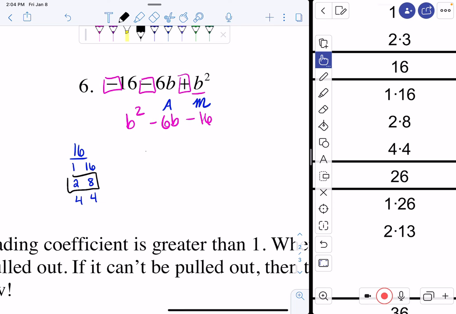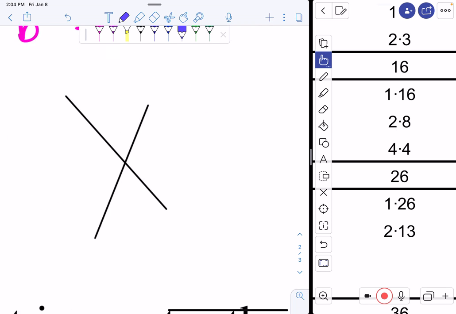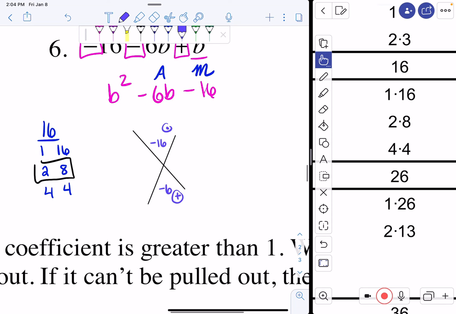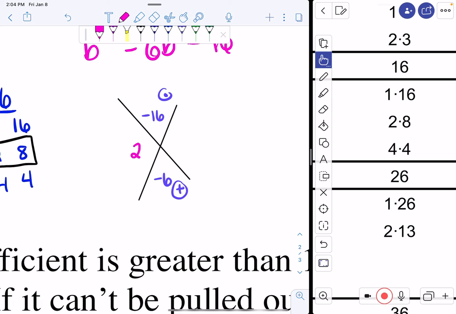So we're going to draw our diamond. We put our negative 16 up top, because that's what you want to multiply to. And then you put your negative 6 downstairs, because that's what you want to add to. So I'm telling you right now, we know it has to be the 2 and the 8. It can't be the 1 and 16. It can't be the 4 and 4. So I put my 2 and my 8 in here. I say to myself, what's 2 times 8? It's a positive 16. I want a negative 16. So that's telling me I've got to have a negative. So let's make our 2 negative. Let's see what that does.